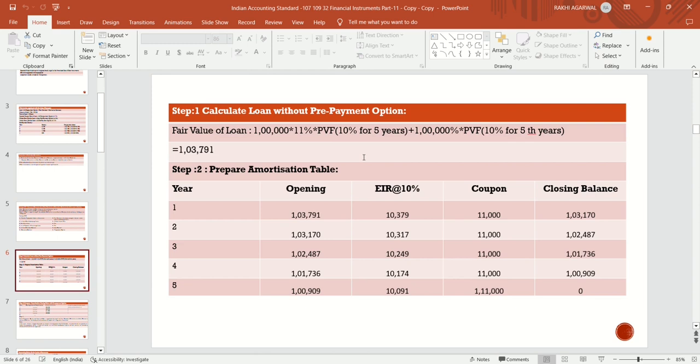Again it becomes the opening in the next year, and again interest is calculated, coupon is paid, and the closing balance is determined. In the same way, at the year end, the whole amount is to be paid and the closing balance becomes nil. So in this way we will prepare the amortization table without the prepayment option.